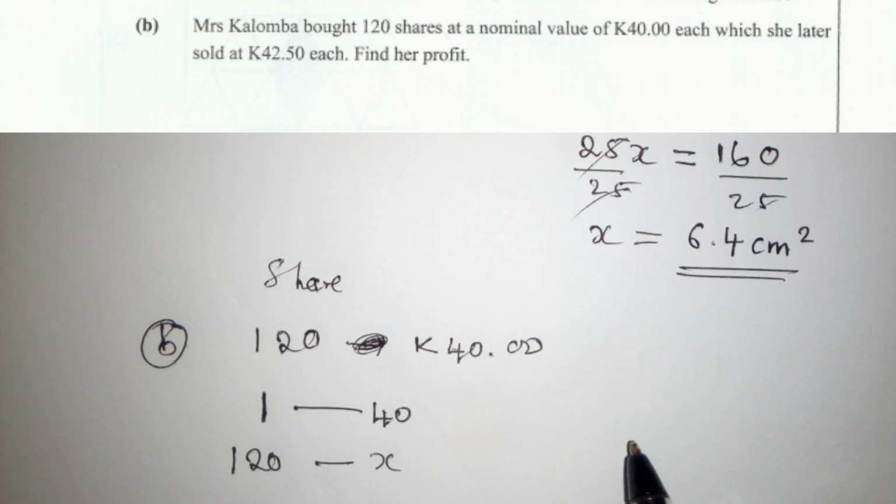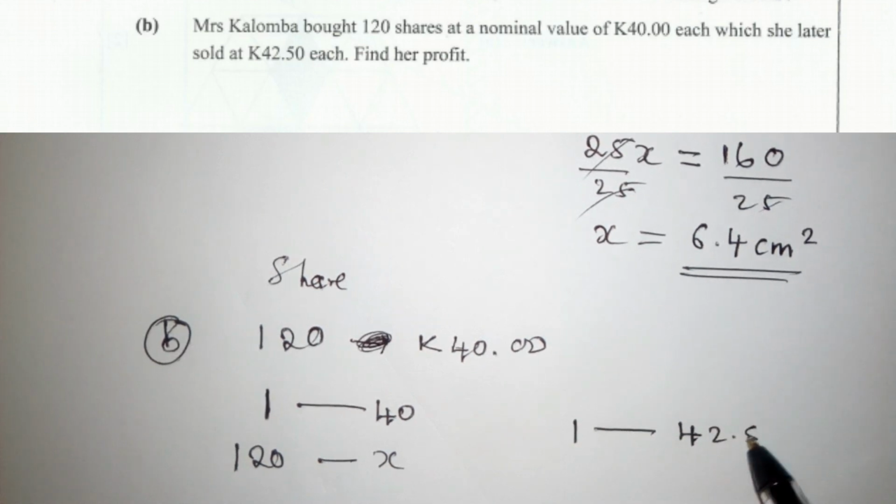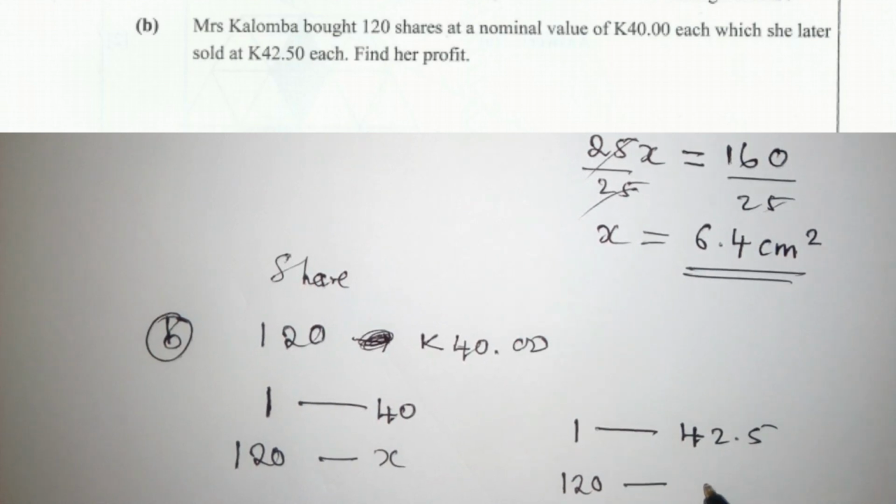And which she later sold at 42.5 kwacha. Find her profit. So meaning it changed as she started selling. She was selling each at 42.5. So how many shares? They were 120. So how much profit, how much money did she make? We don't know. It's x.